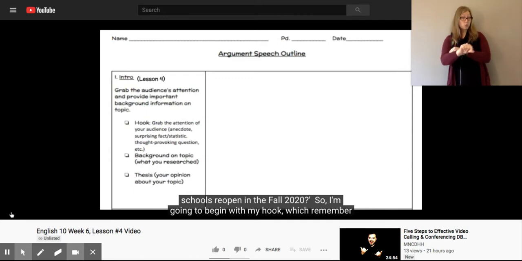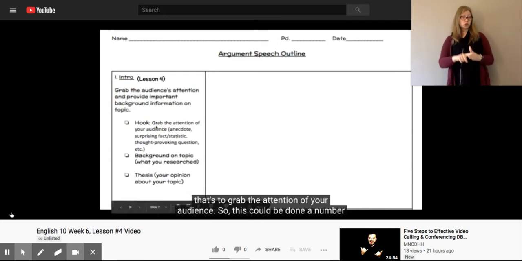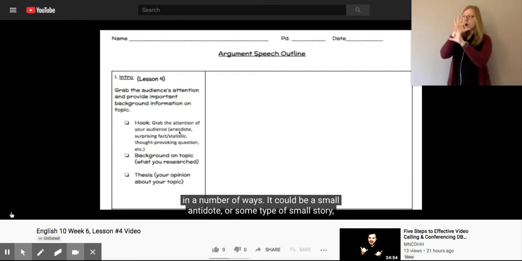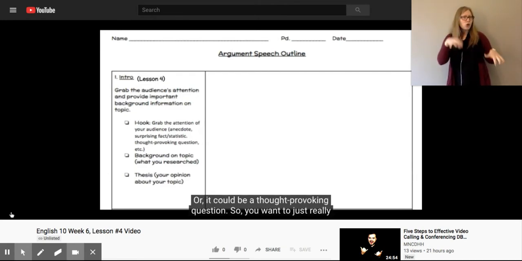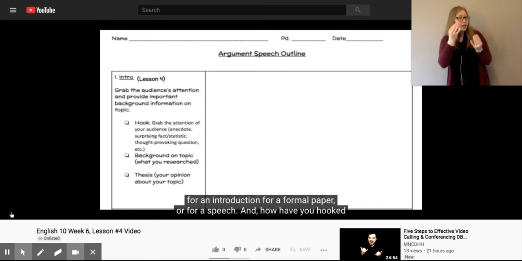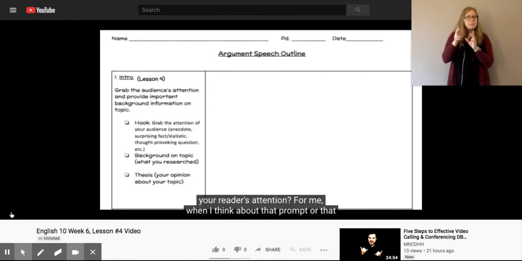So, I'm going to begin with my hook, which remember is to grab the attention of your audience. This could be done in a number of ways. It could be a small anecdote or some type of small story, fictional or real. It could include a surprising fact or statistic. Or it could be a thought-provoking question. So you want to think back to what you have included in the past for introductions, whether for a formal paper or for a speech, and how you have hooked your reader's attention.